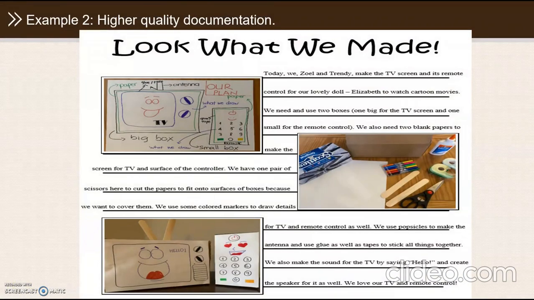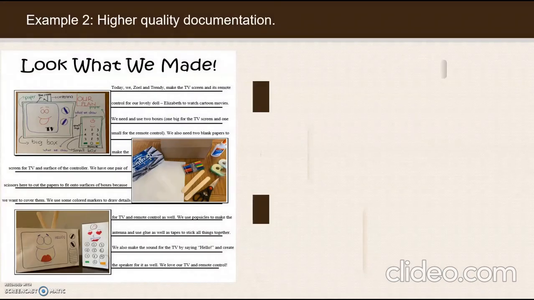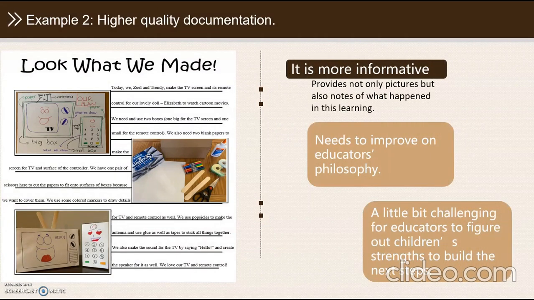So the next example will be higher quality than the previous one. According to this example, it has higher quality than the previous documentation for several reasons. First, this documentation is extremely informative through images and text that help us easily understand the context of the display experience and have a strong understanding of the outcomes in order to figure out what learning happened here.